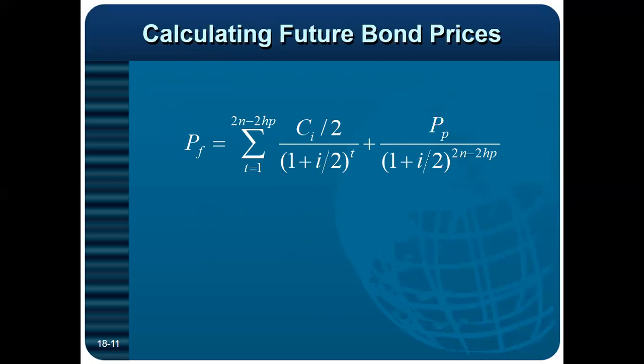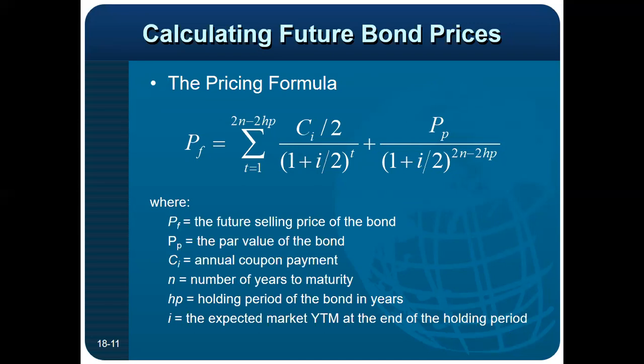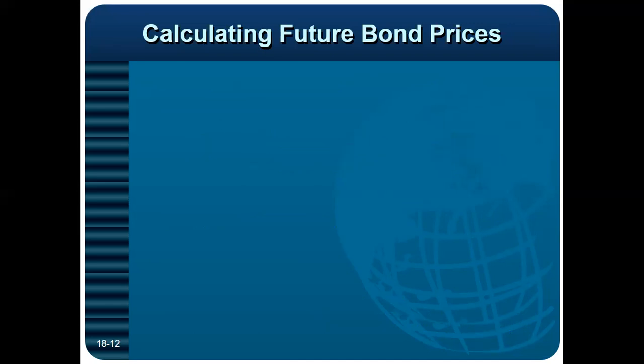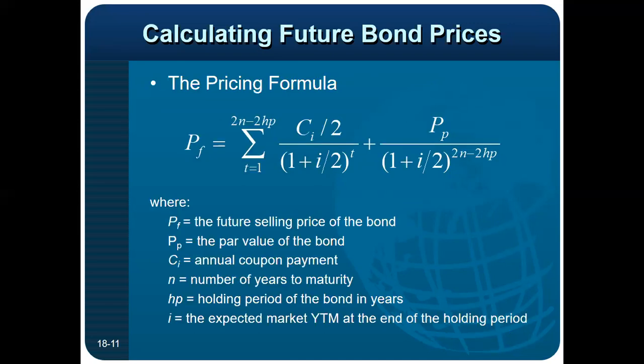Okay, this is how to calculate the future bond price. Before this, we calculated the present value of the bond. Now we want to calculate the future value of the bond price. So this is the pricing formula, where PF is the future selling price for the bond.